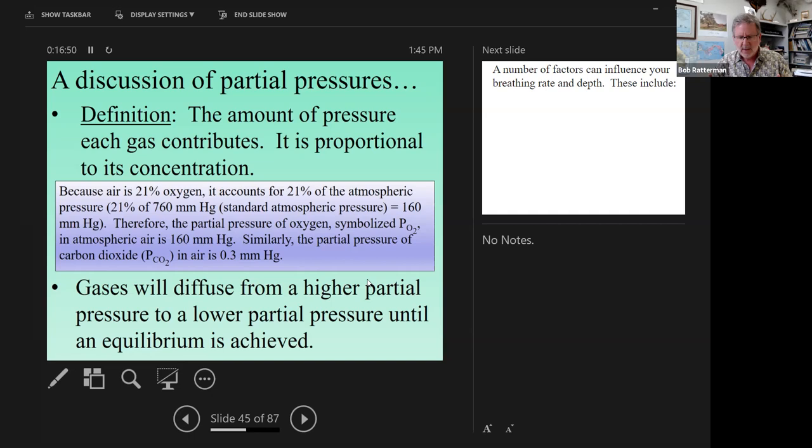This is talking about the movement of gases, not crystals, but it's the same premise. Only here we would not use the term concentration. We would use the phrase partial pressures. But other than that, it's the same concept. So gases always move from higher partial pressures to lower partial pressures. Simple as that, until an equilibrium would be achieved, theoretically.